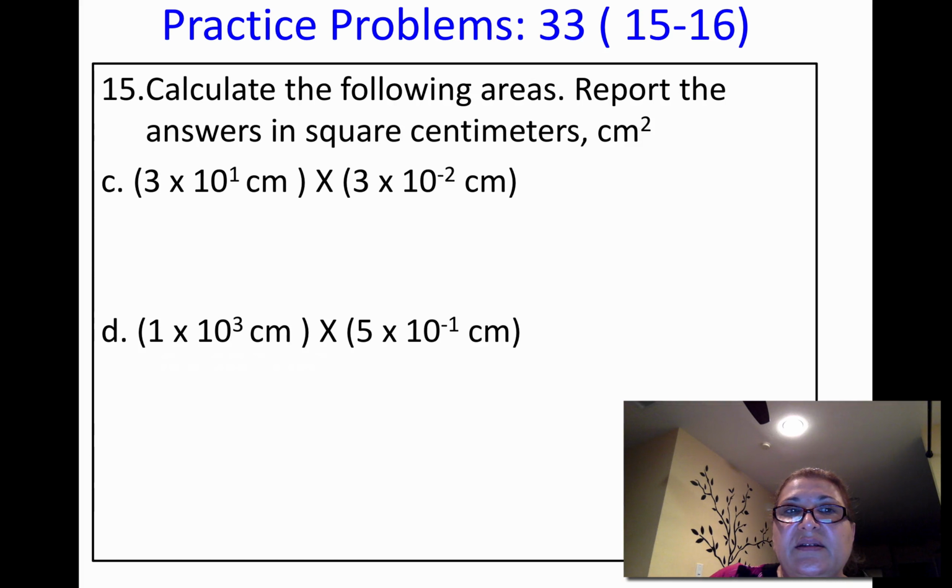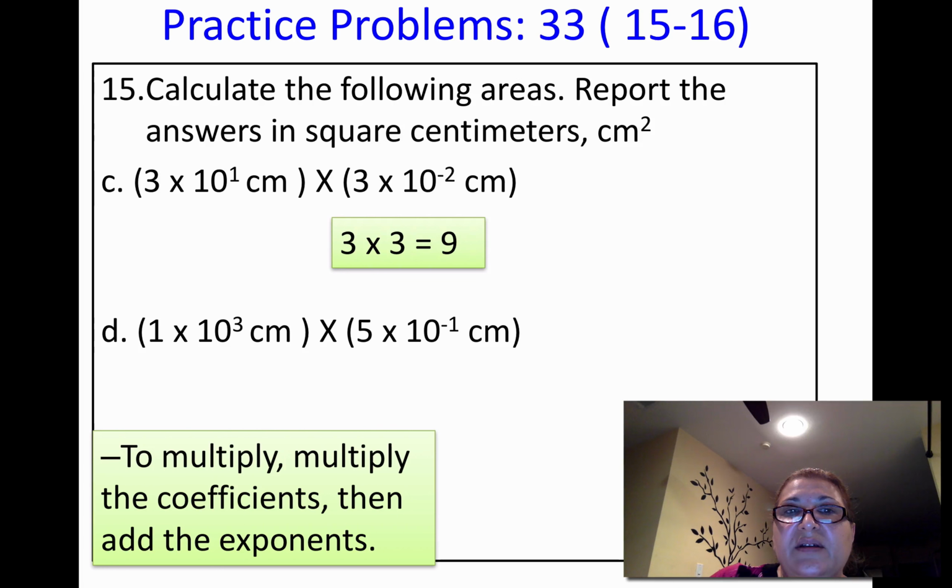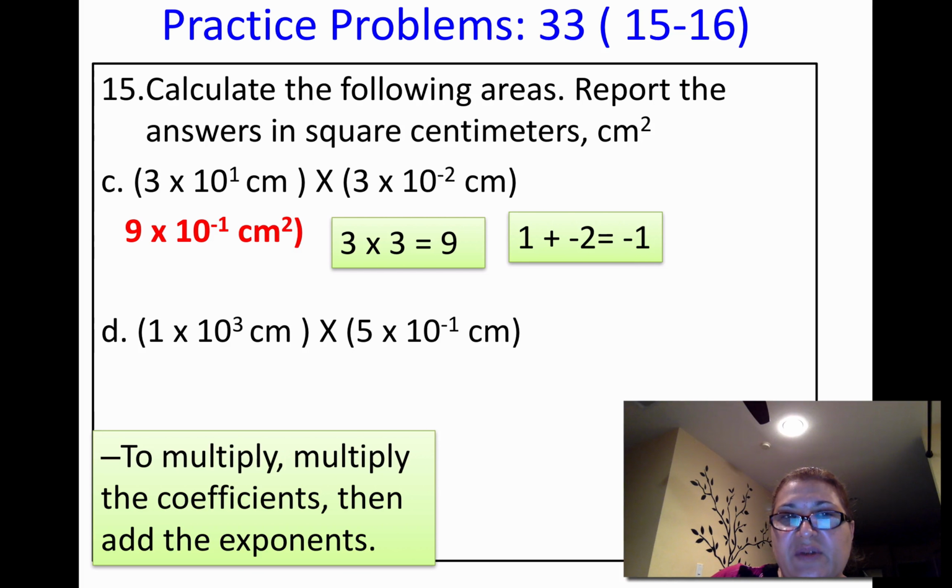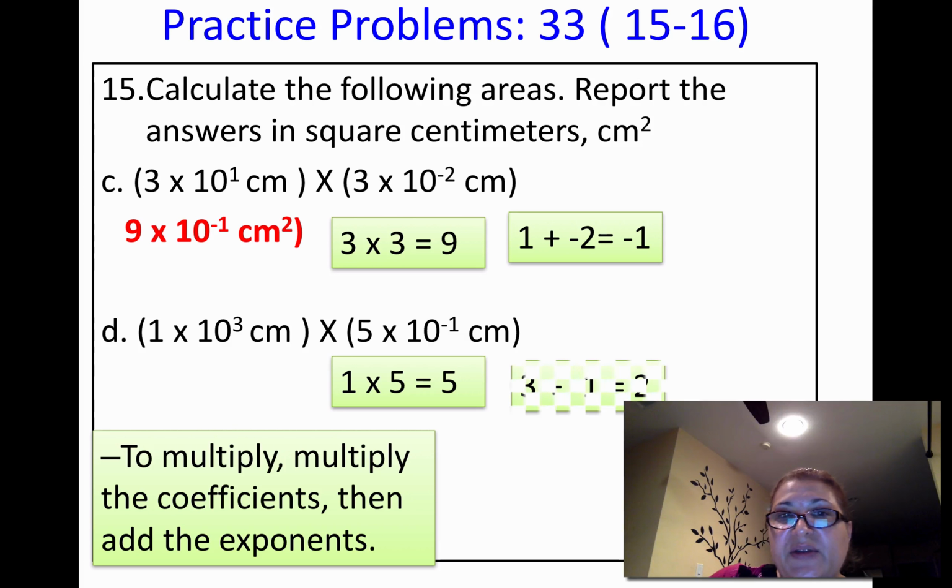C, 3 times 3 is 9. And then you add 1 plus -2 is -1. 9 times 10 to the -1. And then for D, 5 times 1 is 5. And then 3 plus -1 is 2. 5 times 10 to the 2nd power.